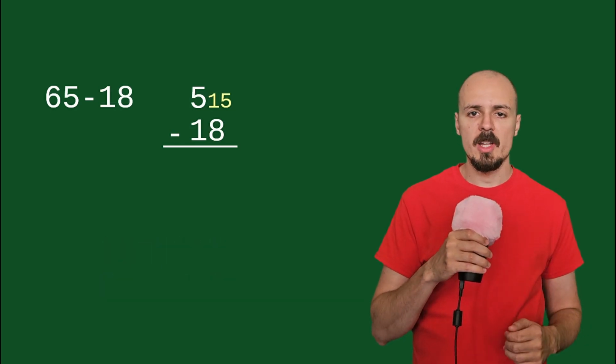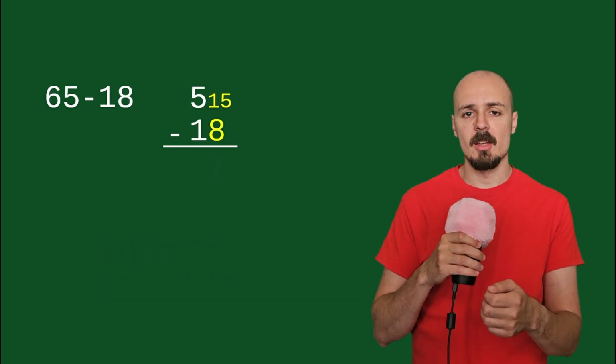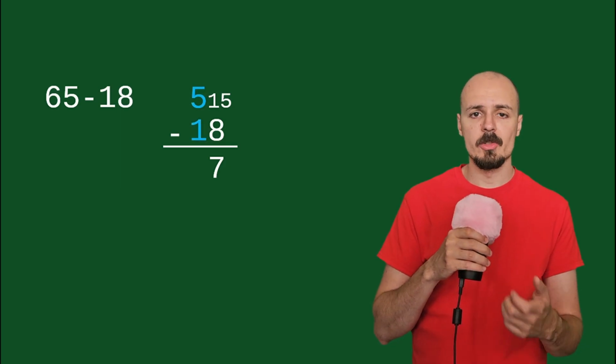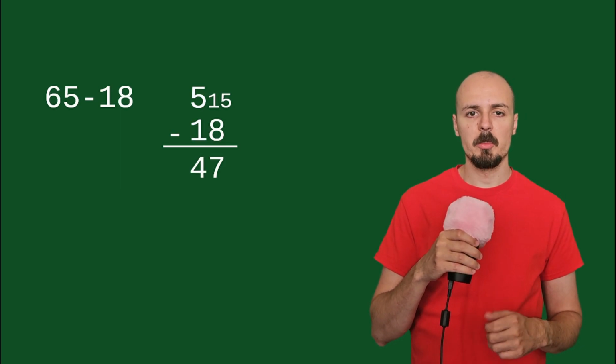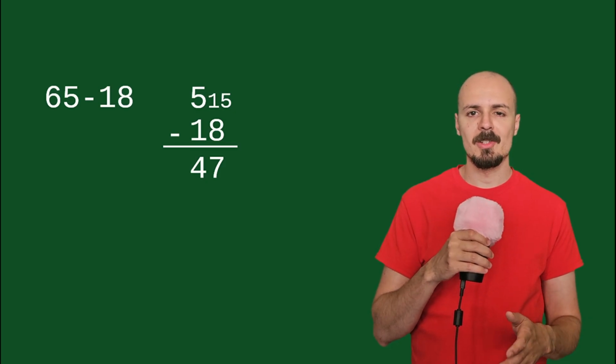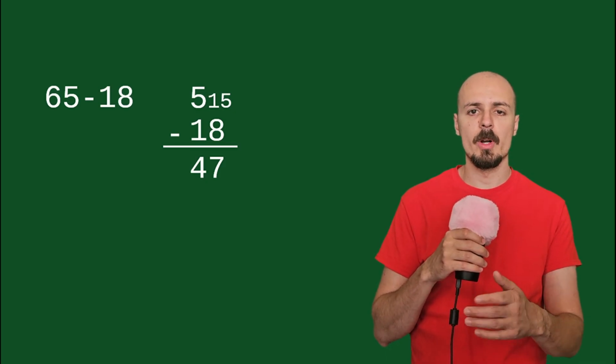So let's try our subtraction now. 15 minus 8 is 7, okay, and 5 minus 1 is 4. So the answer we get is 47. Okay, perfect. Hopefully that process made sense and you're able to apply it in other questions.